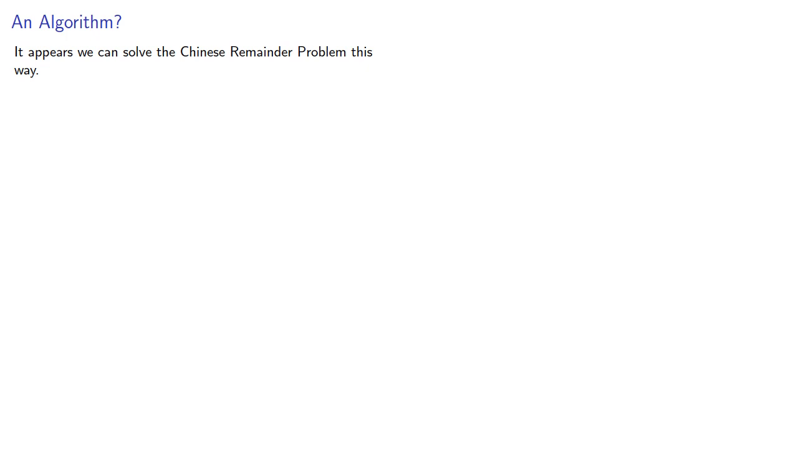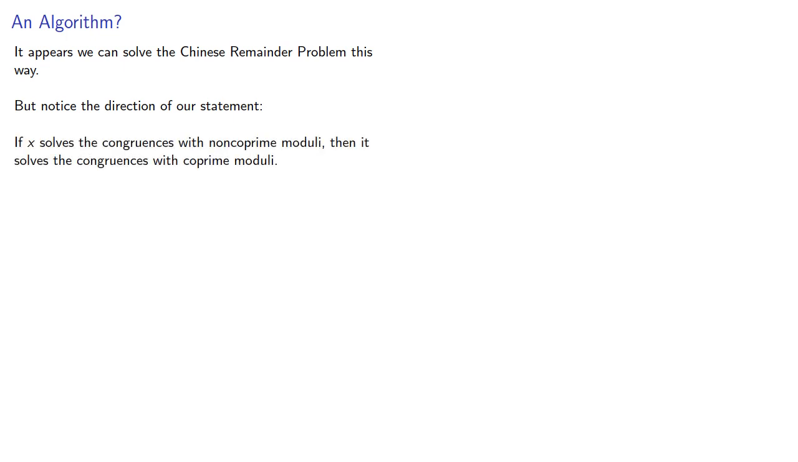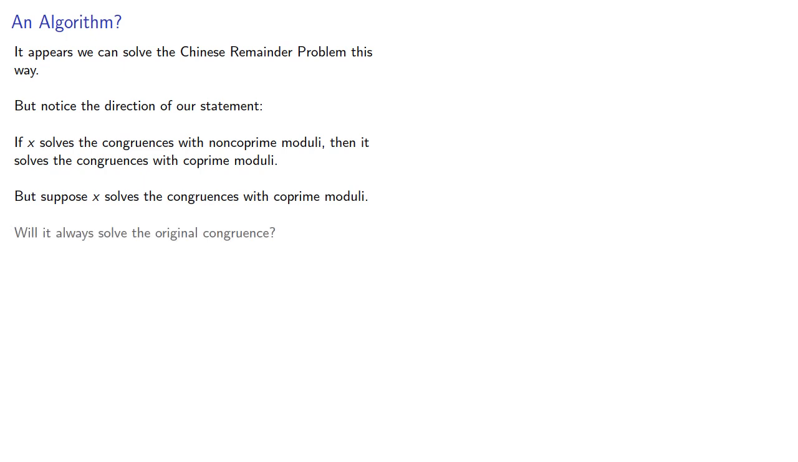It appears we can solve the Chinese remainder theorem this way, but notice the direction of our statement. If x solves the congruences with non-coprime moduli, then it solves the congruences with coprime moduli. But what we actually found is something that solves the congruences with coprime moduli. Will it always solve the original congruence? Let's take a look at that next.